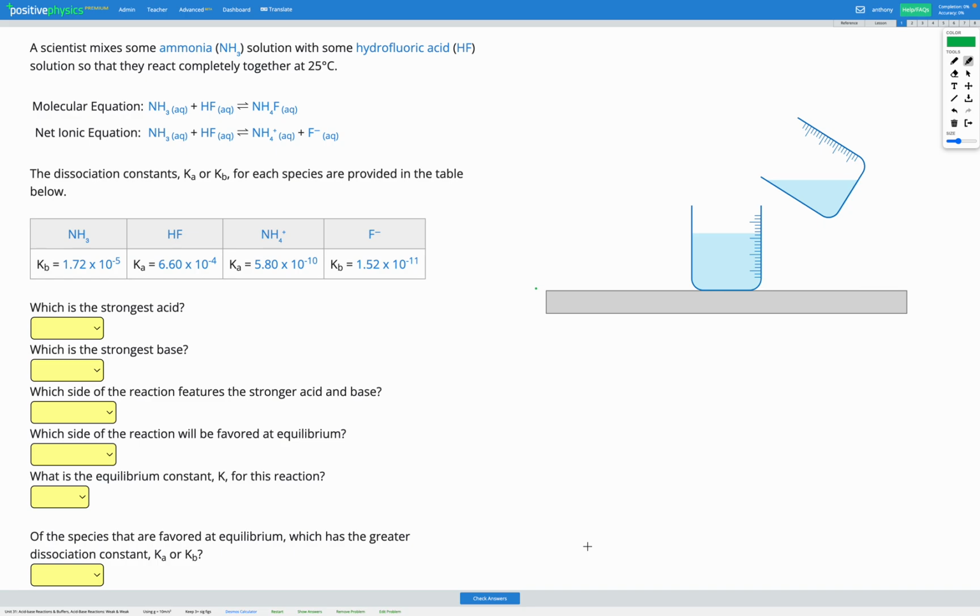In this question, we're mixing together some ammonia solution with some hydrofluoric acid solution. That's a weak base and a weak acid. So they react completely together at 25 degrees C. React completely means we're not going to have an excess of one of them. So the reaction is going to happen completely. We're going to have all the NH3 and all the HF react together to form NH4F.